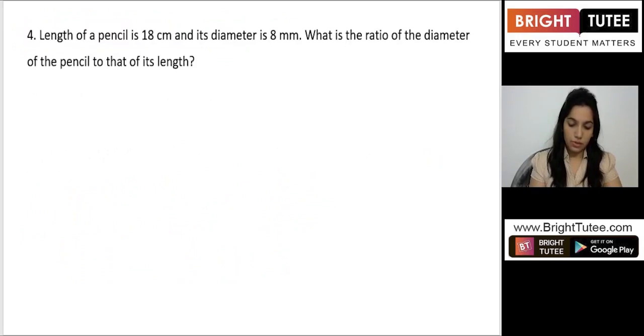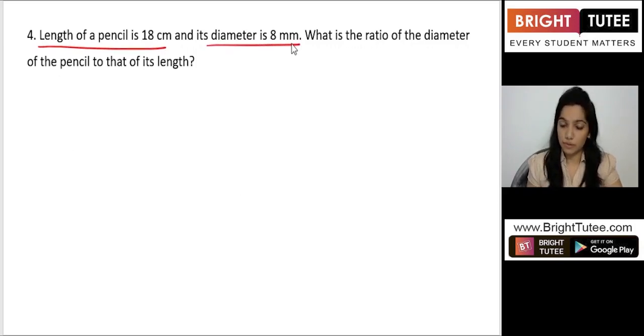Moving to the next question. It says length of a pencil is 18 centimeter and its diameter. So here we are comparing the length of the pencil and its diameter, which is 8 millimeters, right? What is the ratio of the diameter of the pencil to that of the length? Now, one thing that I want you to be very careful with is, it is asking you to find the ratio of the diameter of the pencil to its length. So be careful what number you're going to put first.